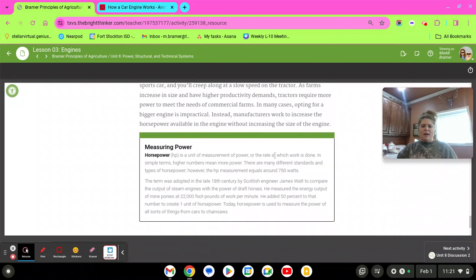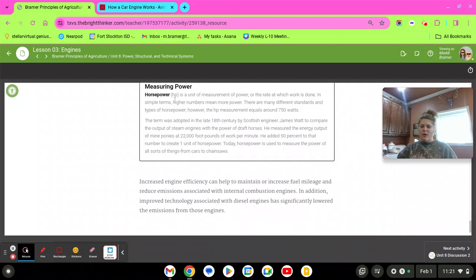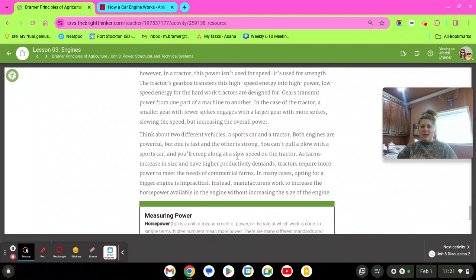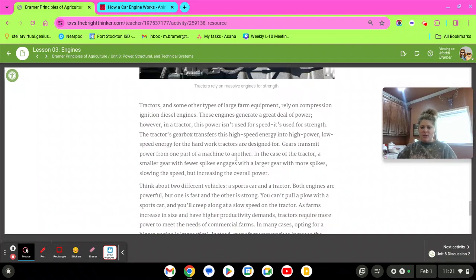So power is measured in horsepower. HP is a unit of measurement. There are many different standards and types of horsepower. Usually it's around 750 watts. And that's how we measure the power of an engine, we typically use horsepower.